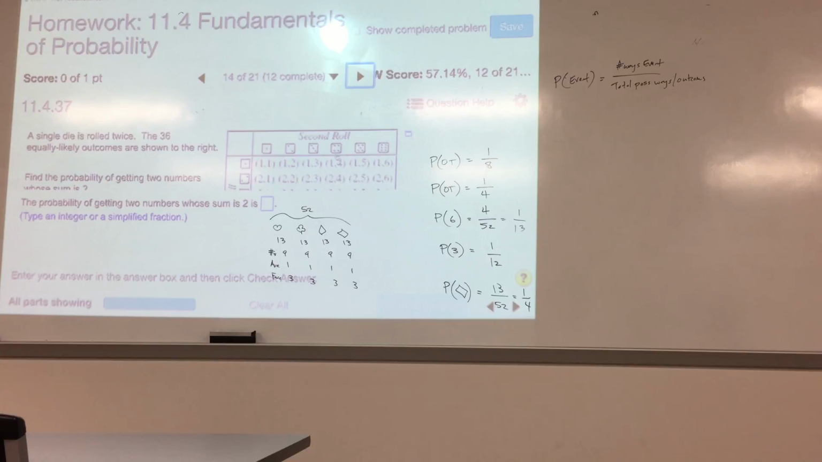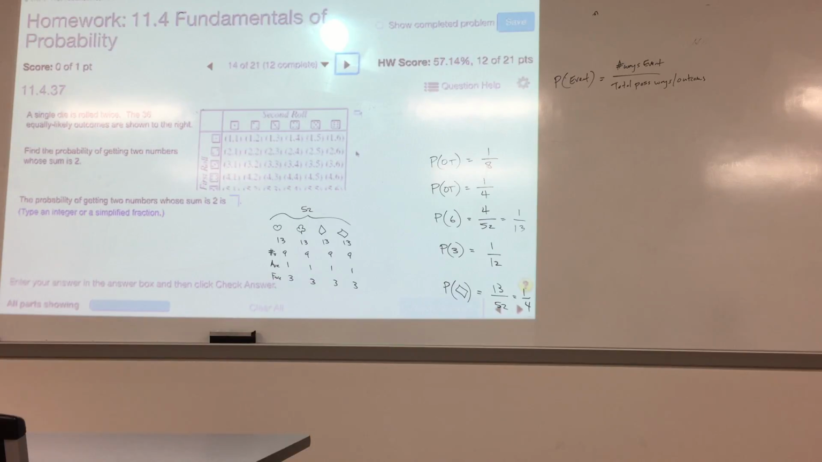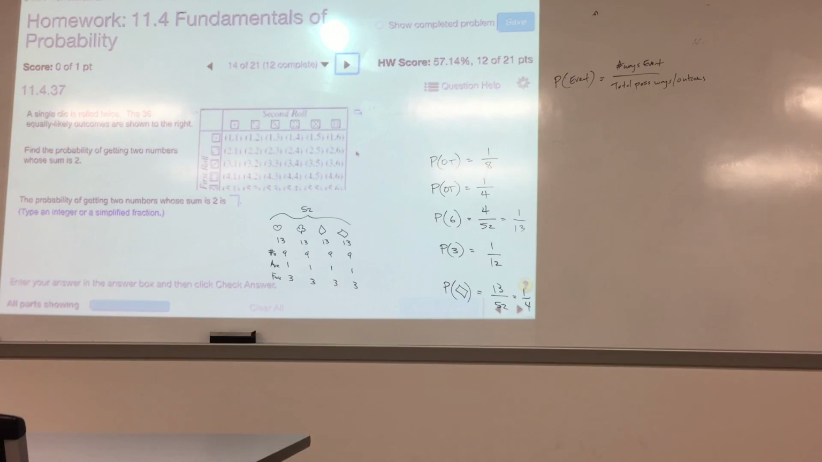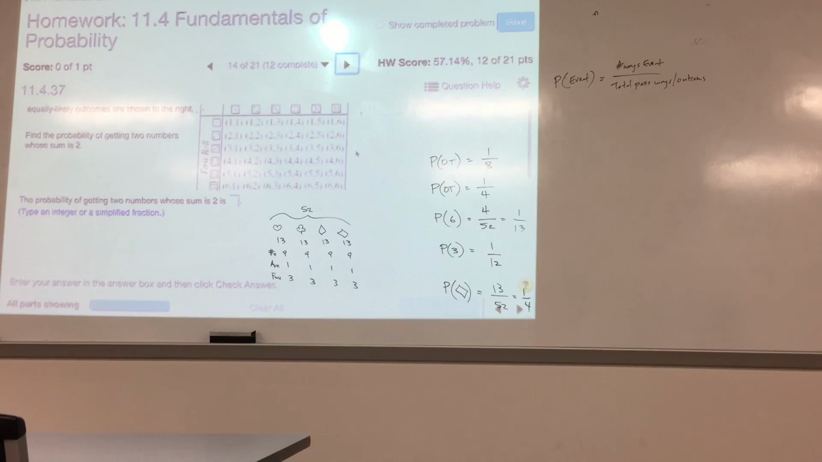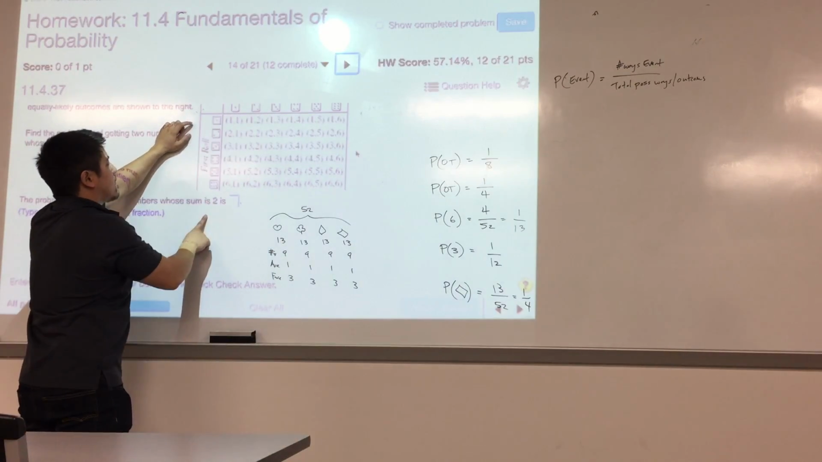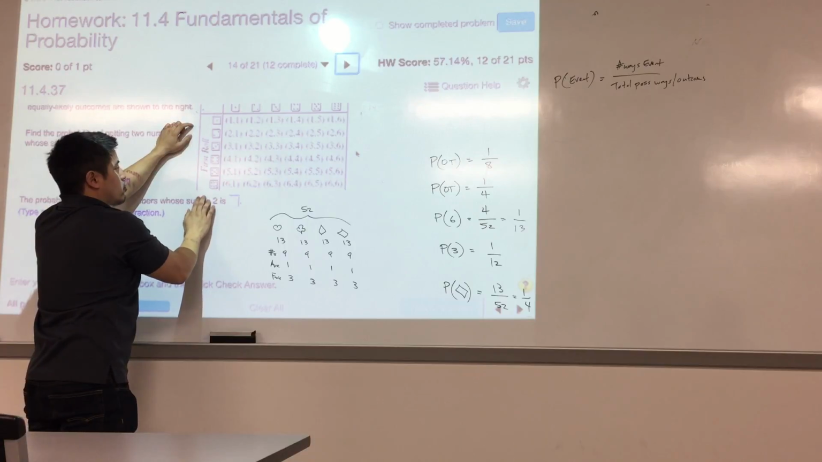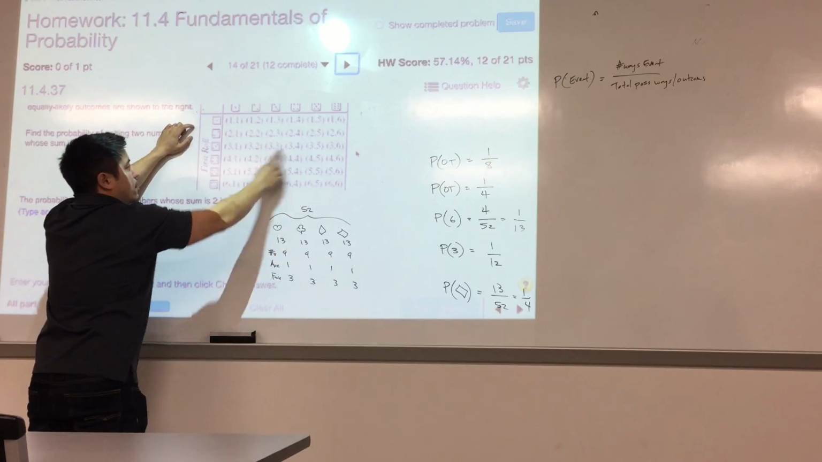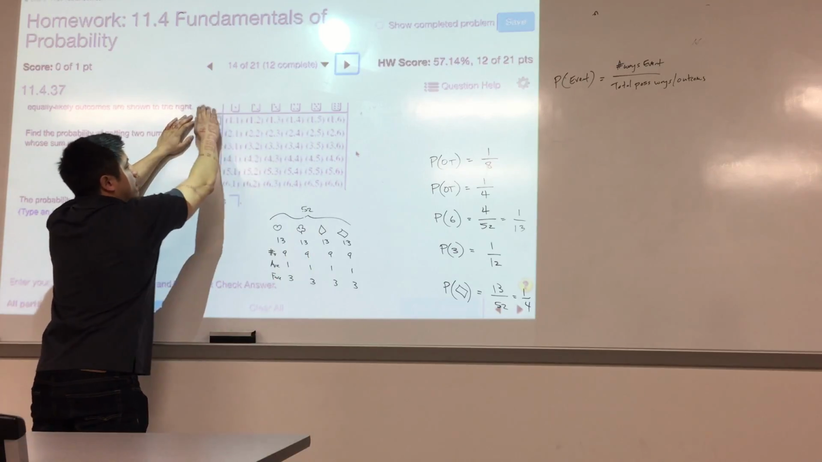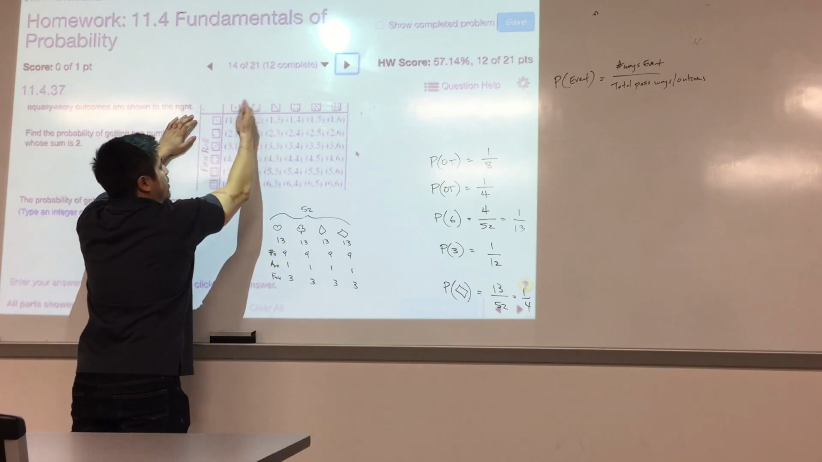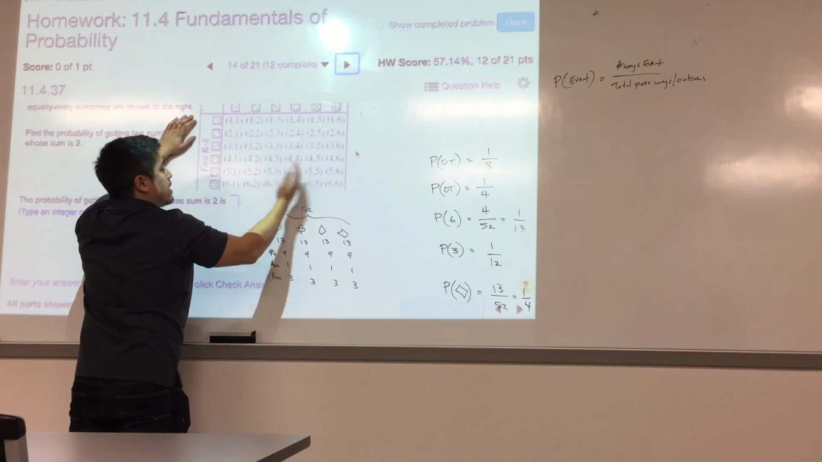All right, let's go to our dice. Okay, so this problem says a single die is rolled twice. There are 36 ways that this can come out. And let's understand this chart here, because this can be a little bit tricky. The way that they set it up is that the left column here is the first roll, which means the first coordinate here always represents what could happen on the first roll, okay? This is your second roll.